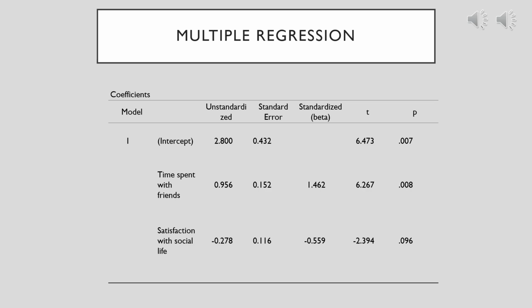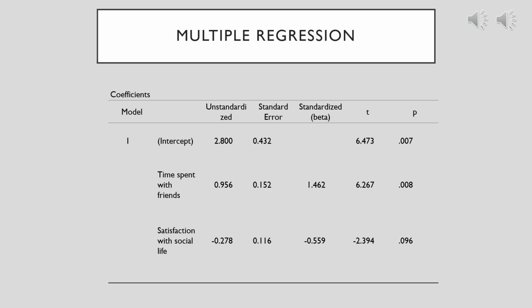And you can see that the t-score is negative 2.394 and the p-value is 0.096. Well, 0.096 is larger than 0.05. So this is not a significant predictor of happiness when controlling for time spent with friends. So satisfaction with social life is not a significant predictor of happiness when controlling for time spent with friends.